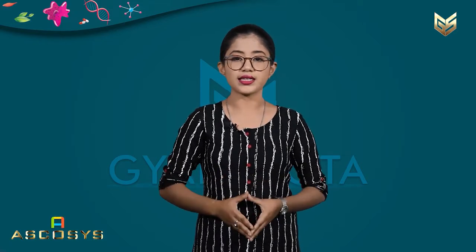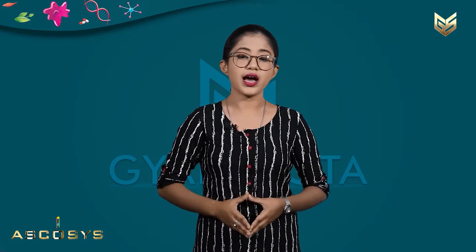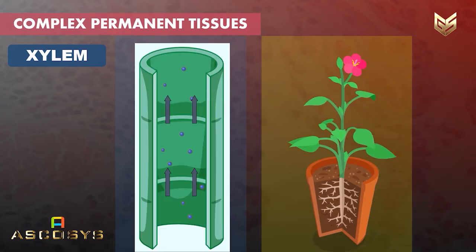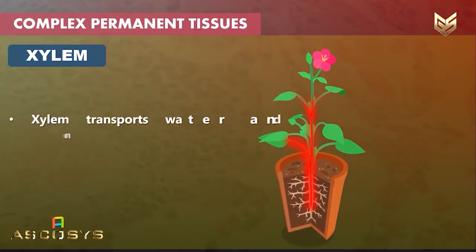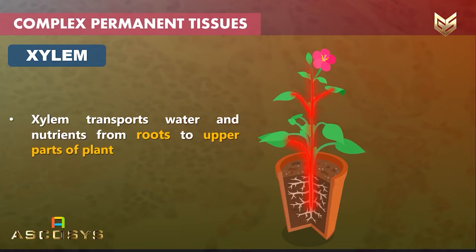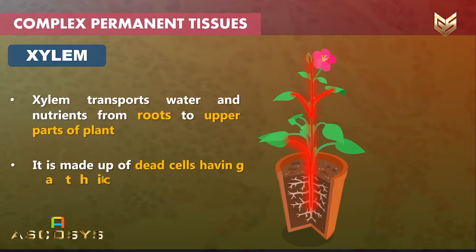Now, let's understand what we mean by xylem tissue and phloem tissue, and thereby we will come to know what their characteristics are. So, this is the figure that you can see here of the xylem. This xylem transports water and nutrients from roots to upper parts of the plant, and it is made up of dead cells having thick cell lining.